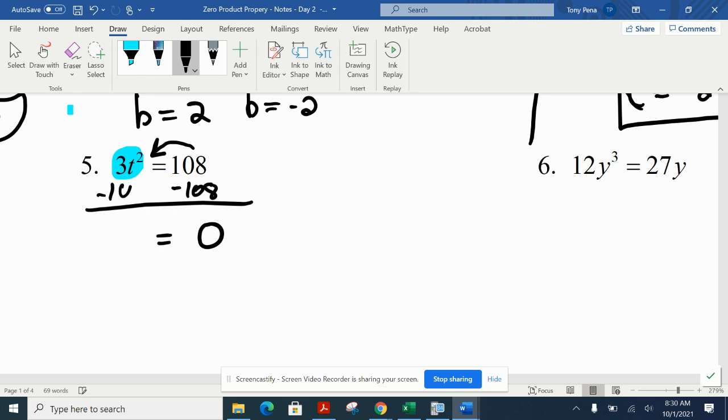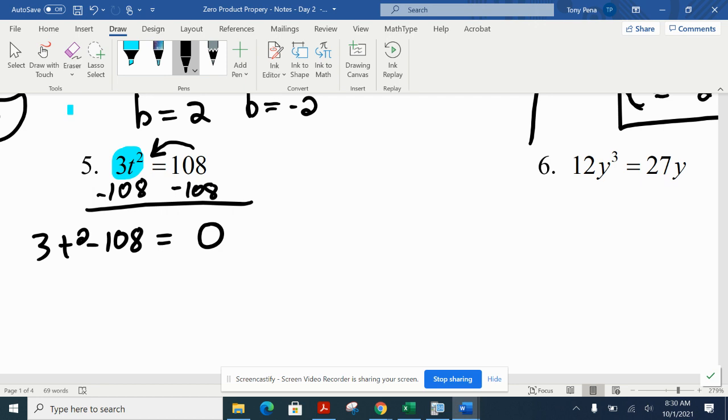That means I need to subtract 108 from the other side. Those are not like terms, so we just write that as a difference between those: 3t squared minus 108. Okay, go. Factor it, go through that.